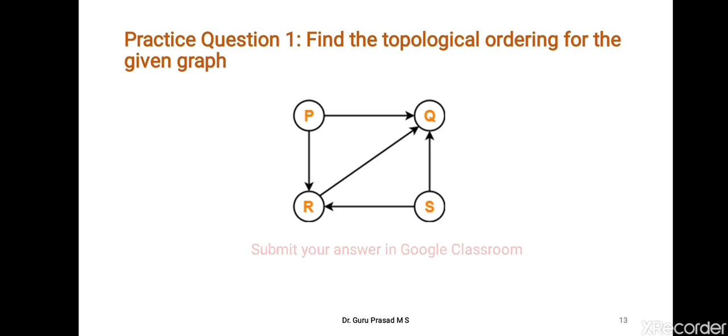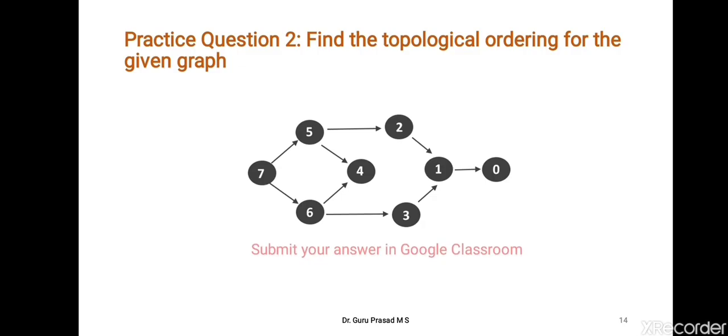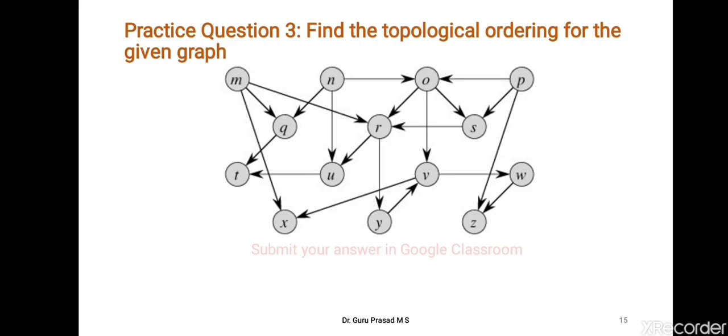Practice question 1. Find the topological ordering for the given graph. Students, solve this one and submit your answer in Google Classroom. Practice question 2. Find the topological ordering for the given graph. This graph consists of 8 vertices and you have to find the topological ordering for that one. Solve this problem and submit your answer in Google Classroom. Practice question 3. Find the topological ordering for the given graph. Everyone, you have to solve this one and submit your answer in Google Classroom.